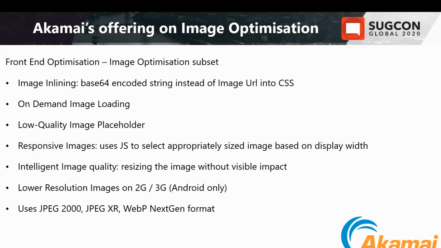Lower resolution images on 2G and 3G: there's a bit of JavaScript available that detects your network connection from the browser, and then it will grab a much lower quality image to replace it. This is only available on Android, not on iOS. It's different from the adaptive image compression from the previous slide. It uses the JPEG 2000 image format for Safari browsers, and also uses JPEG XL and WebP formats for the browsers that support them.